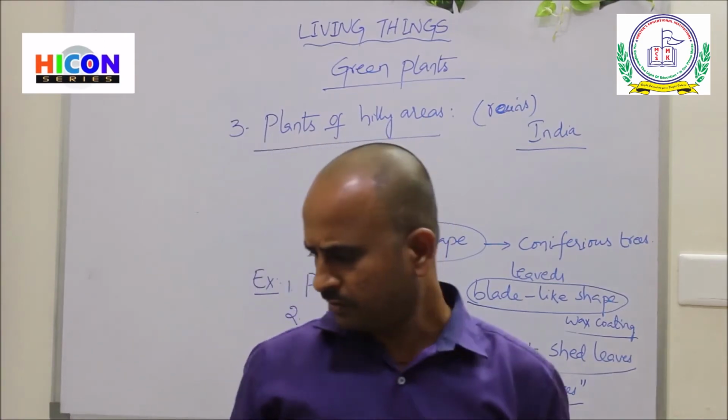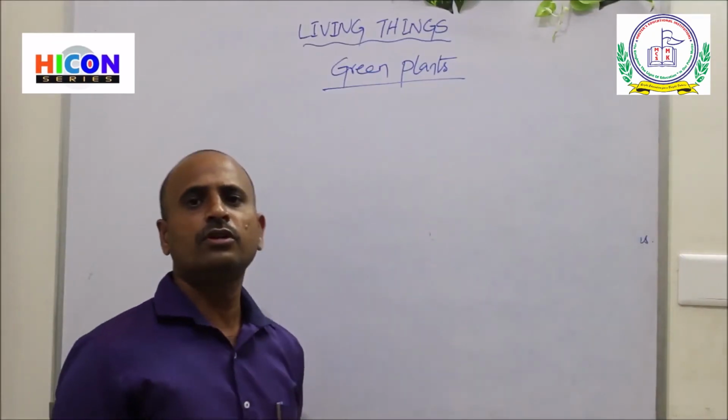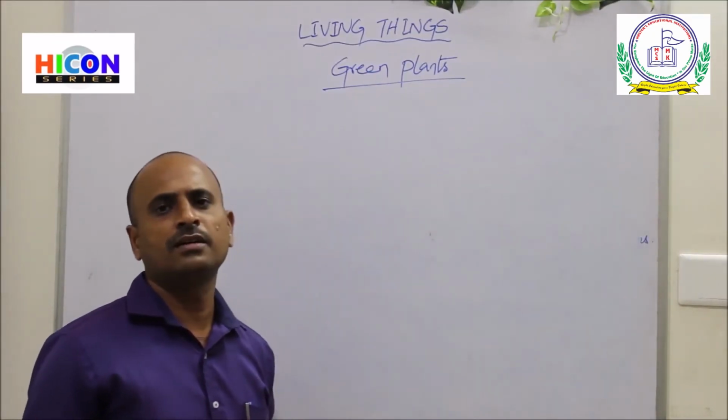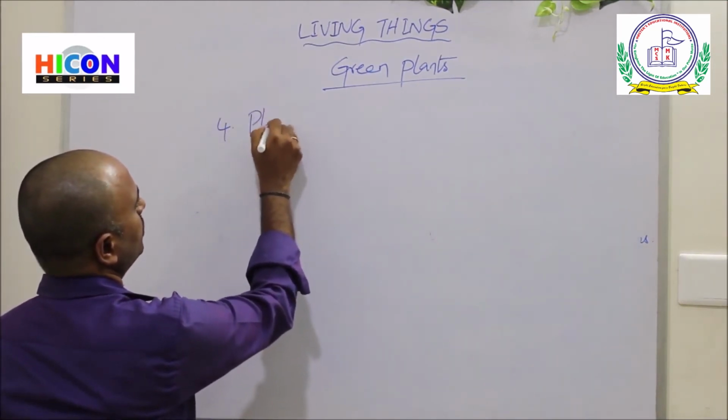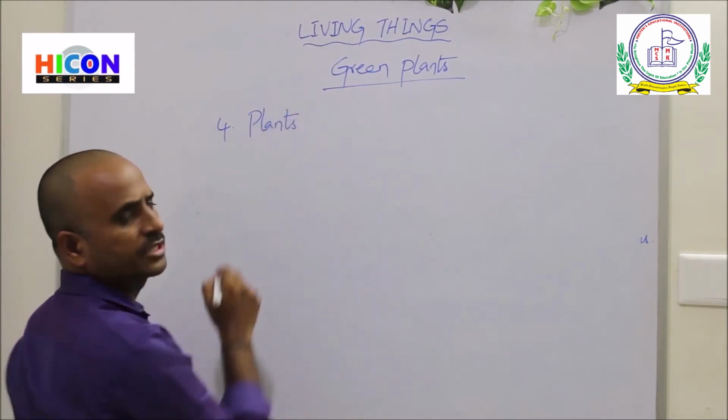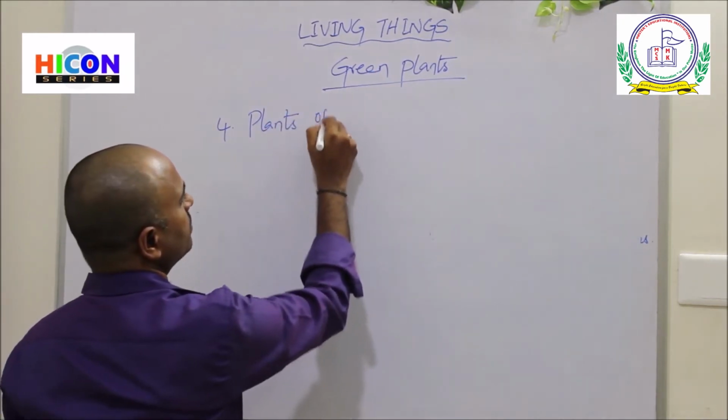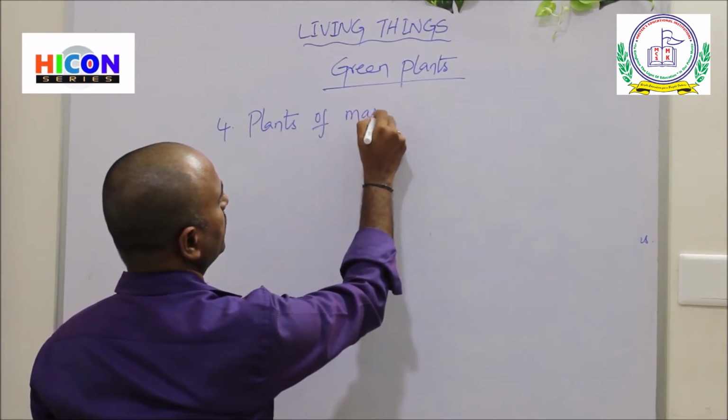The fourth type of terrestrial plants is plants of marshy areas. This is the fourth type of terrestrial plants, that is, plants of marshy areas.